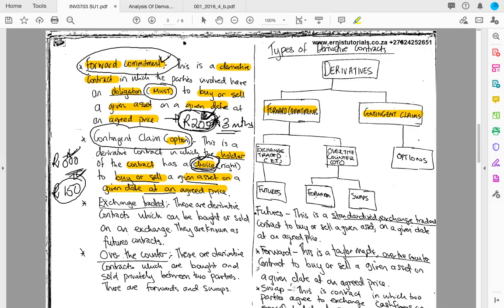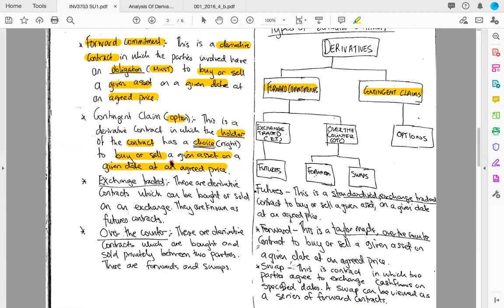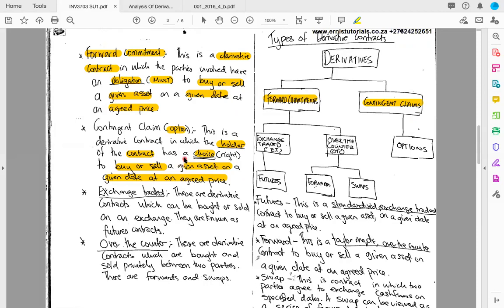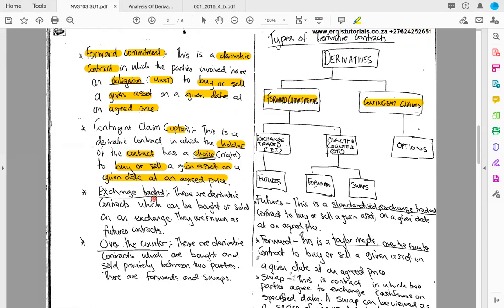So that's the difference between a forward commitment and a contingent claim. With a forward commitment, once you agree to buy or sell, you have to do so even if conditions are unfavorable for you. Whereas with a contingent claim known as an option, it's a choice. You have a choice to buy or sell. If the market conditions are favorable for you, you can exercise your contingent claim, your option. But if the market conditions are not favorable for you, you can choose not to exercise your option. Okay, so that's what we mean by contingent claims and forward commitments.